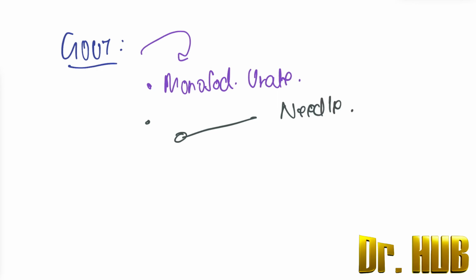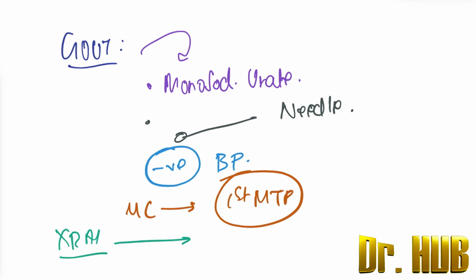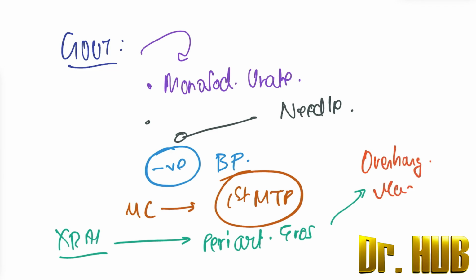Then what is the birefringence pattern? It is a negative birefringence pattern, and the most commonly affected joint is the MTP. So the first MTP is the most commonly involved joint. Then talking about the X-ray findings of gout, it is periarticular erosions with overhanging margins.